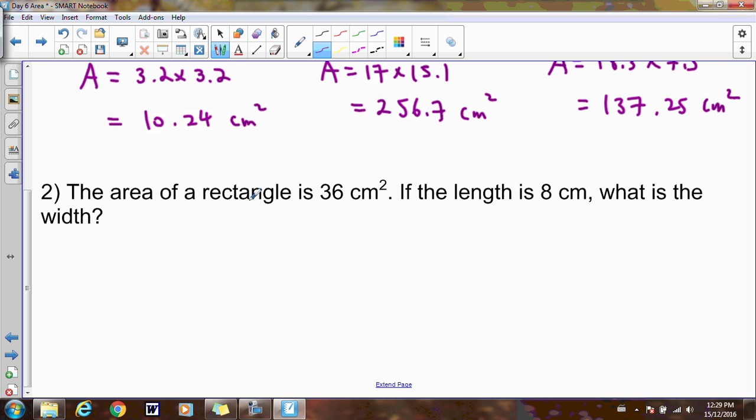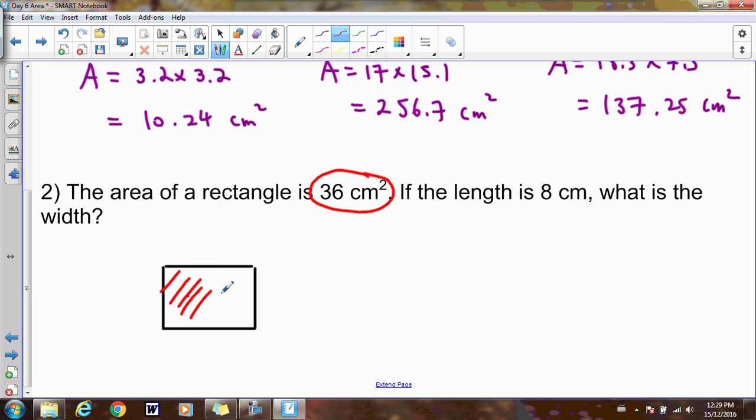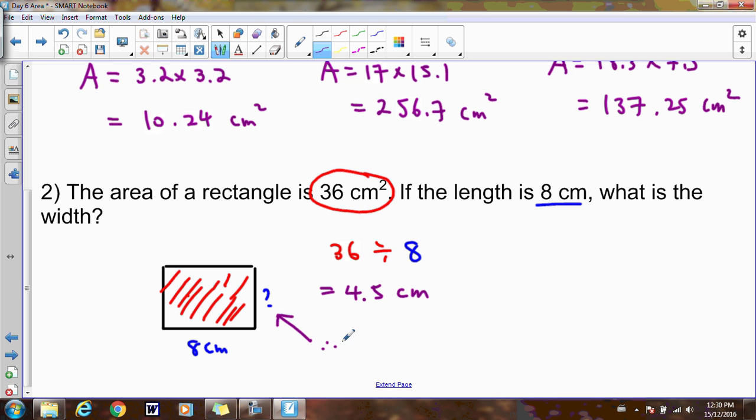Question 2 says the area of a rectangle is 36 centimeters squared. If the length is 8 centimeters, what's the width? So we have a rectangle here like this, and we know that the area of this rectangle is 36 centimeters squared. So this whole space inside is 36 centimeters squared. We're also told that the length is 8 centimeters, and we're trying to find out the width. In order to get the width, it's pretty easy because all you have to do is take the area, 36, and divide that by the length, which is 8, and you're going to get the answer 4.5 centimeters. So therefore the width is 4.5 centimeters.